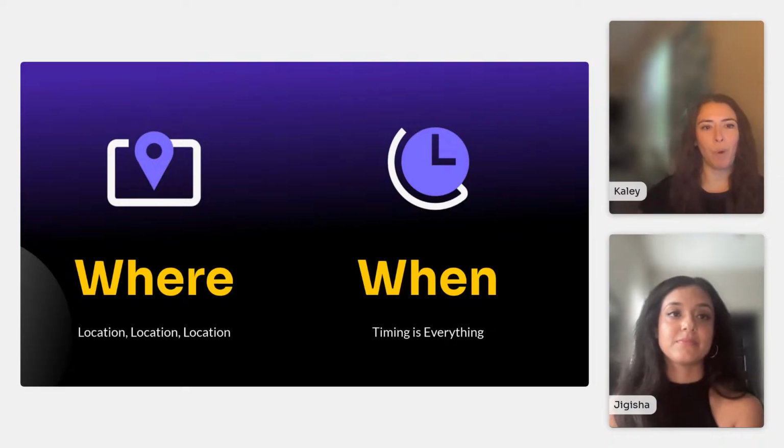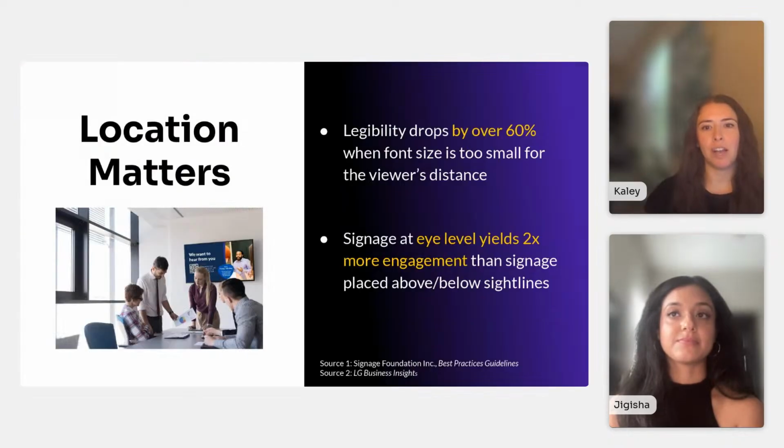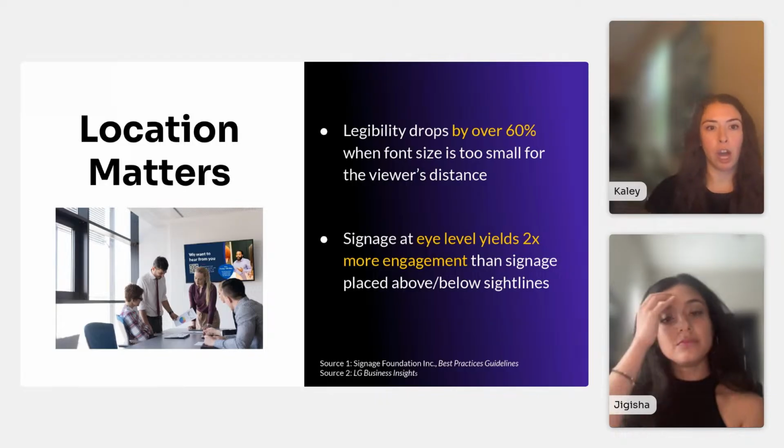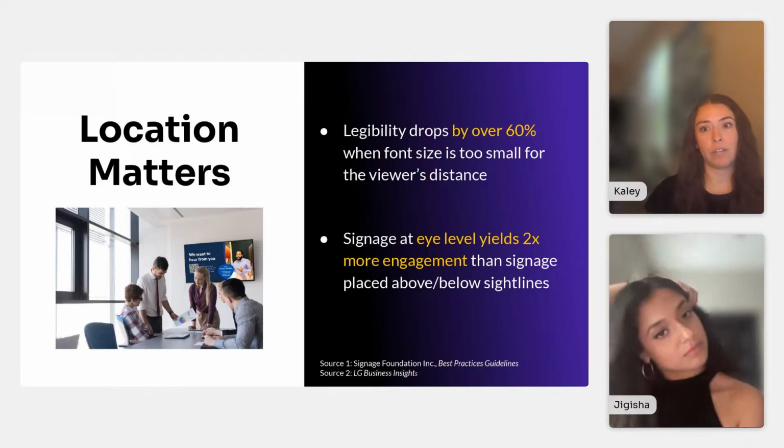So now we've covered the why, the who, and the what, but now we want to talk about the where and the when. And we're going to group these together because they're heavily related. First, let's talk about screen location. Screen location can have a big impact on whether or not your content is seen, but it's often not as thought out as other factors like your audience or the content itself.